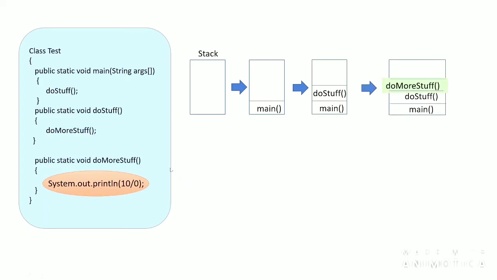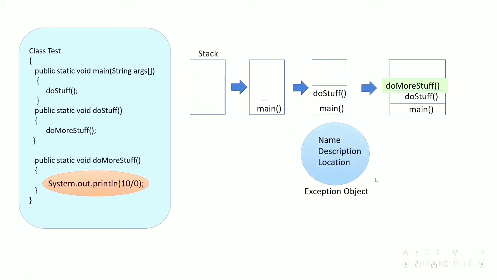Now the problem arises here: in doMoreStuff, the statement System.out.println(10/0) will result in an exception, that is, an ArithmeticException will be raised. So the rule is, the method in which the exception has been raised is responsible for creation of the exception object and handing it over to the JVM. Listen again: the method in which the exception has been raised will be responsible for creation of the exception object and handing it over to the JVM.